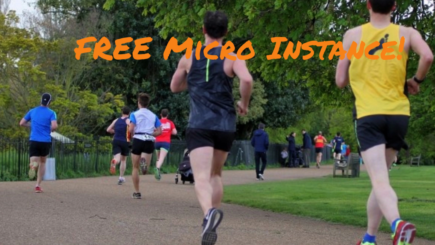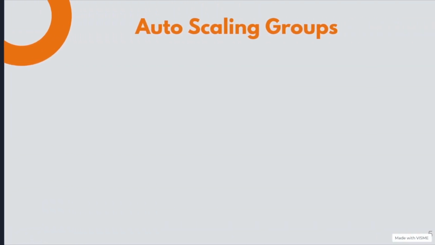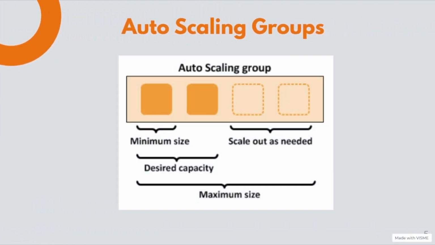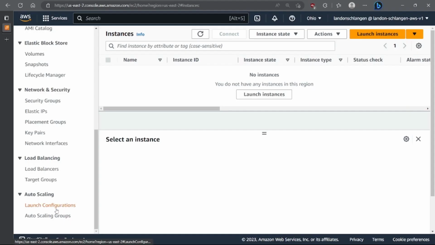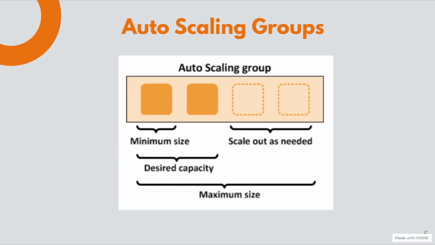Now let's move on to auto scaling. So auto scaling groups, there's two parts to auto scaling. There's the launch configurations and then the actual auto scaling group. Auto scaling groups is a feature in Amazon EC2 that allows you to automatically adjust the number of instances in a group based on the demand.